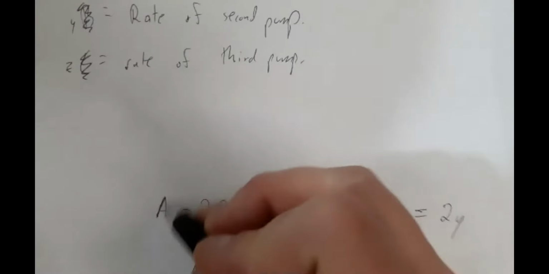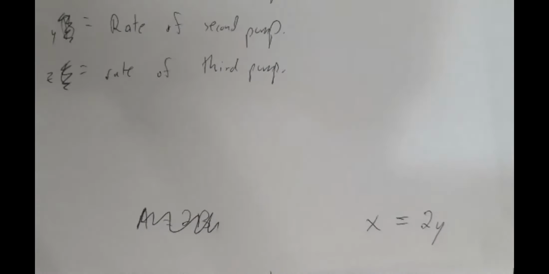I did it with A's and B's. I had to rewrite it as X's and Y's. But there we go. The next one says the first and second pump working together can do a pool in 8 hours.